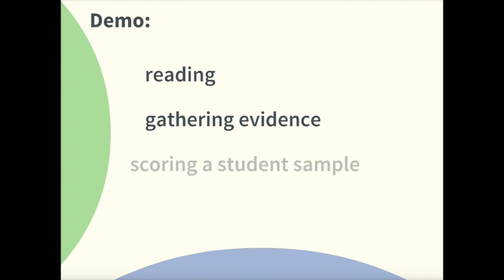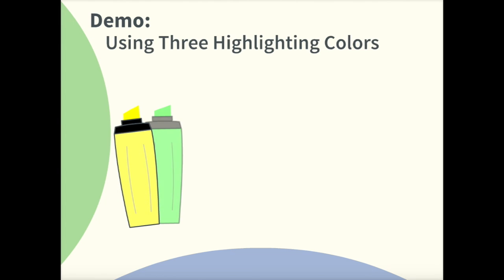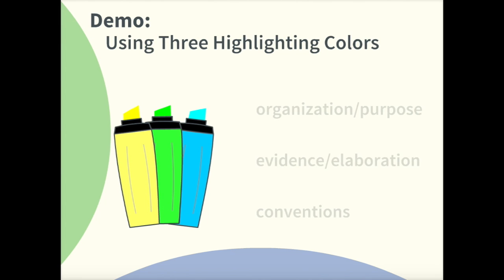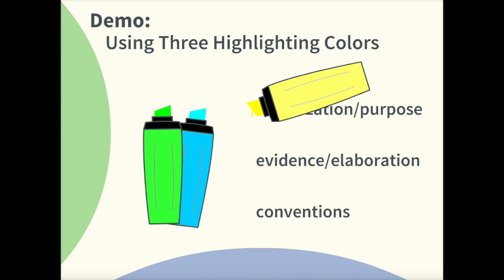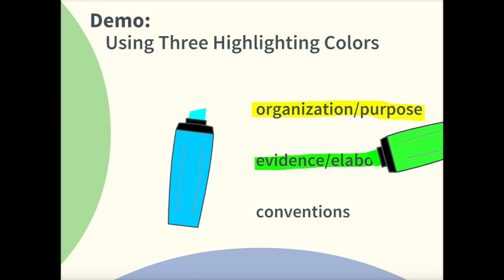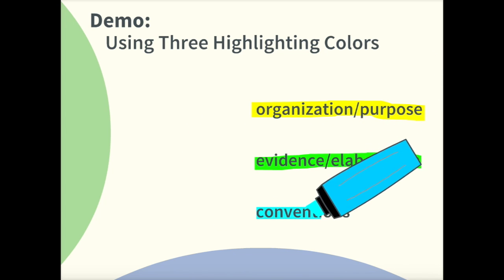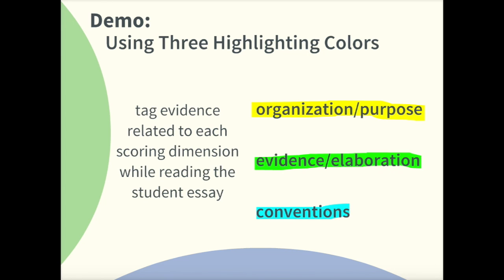Now that you've had a chance to read through the sample, I will walk through the process that we recommend you use when reading, gathering evidence, and scoring a student sample. You should have available 3 highlighters of different colors. It doesn't really matter what colors you use, but in this demo, we will use yellow for organization and purpose, green for evidence and elaboration, and blue for conventions. I will use these colors to tag evidence related to each scoring dimension while I read the student essay.